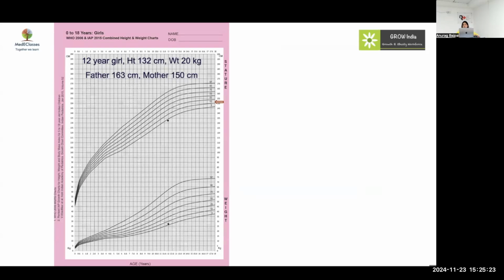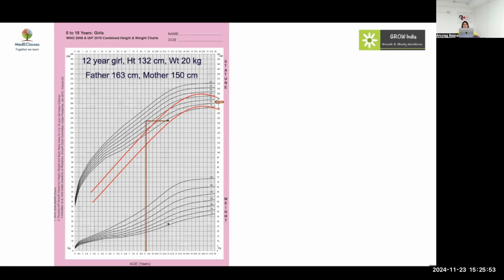The first question is to answer whether the child is short for the population or not. We can see it is below the third percentile, so definitely it looks like this is short for the population. But the second question is whether the child is short for the family or not. If we see the curves, the child lies within the upper and lower limit of the mid-parental height, that means the child is not short for the family, but is short for the population.